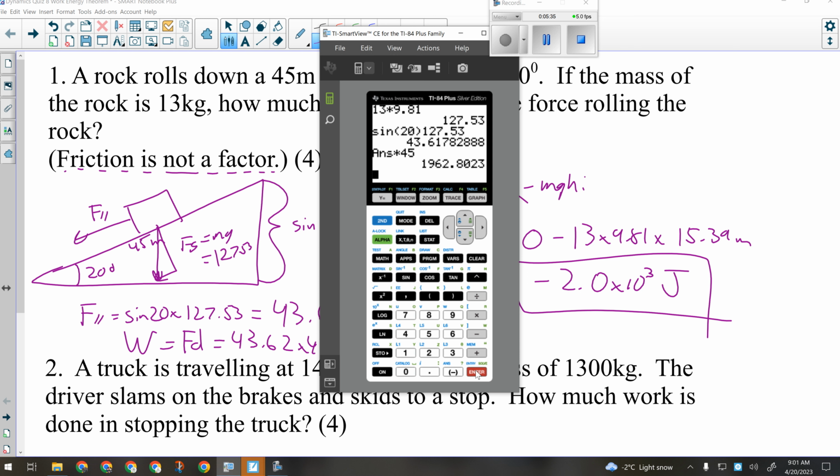I had to get the height of the ramp, and then I did mgh. Over here I did Fg, F parallel, and then work as force times distance. 3 times as much work. But the answer, is it still negative?